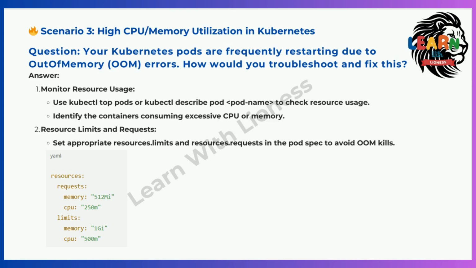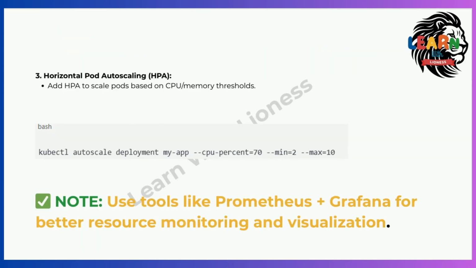2. Resource limits and requests. A. Set appropriate resources.limits and resources.requests in the pod spec to avoid OOM kills. 3. Horizontal pod autoscaling, HPA. A. Add HPA to scale pods based on CPU or memory thresholds. Note: use tools like Prometheus plus Grafana for better resource monitoring and visualization.